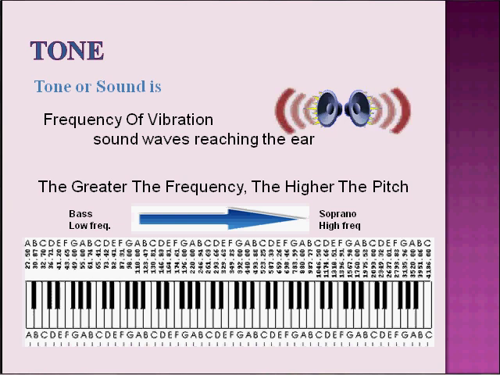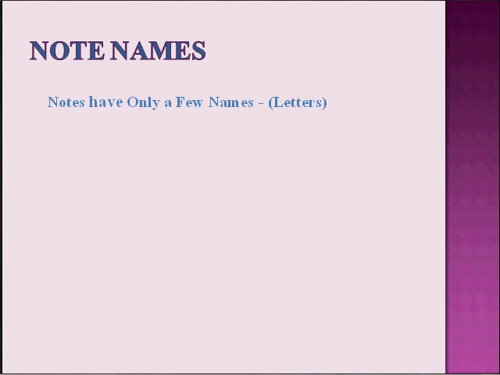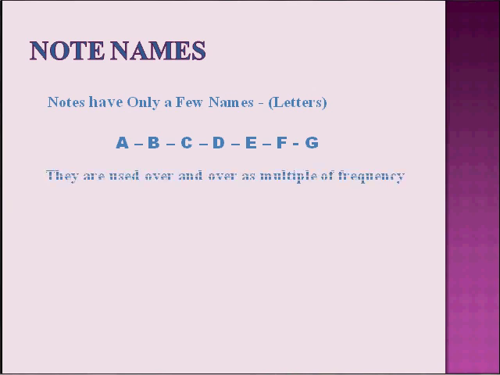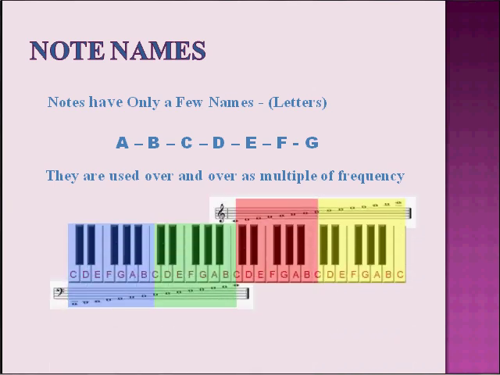So how do we relate that to something else? Notes have only a few names, and they are basically A through G is the names that we have given them. They're used over and over as a multiple of frequency. In this case, you can see that I've grouped these 4 sets of notes. We go from C to C, or A, B, C, D, through G within that same group, but only going from C to C 4 times on our master staff, and that's what we're showing them.